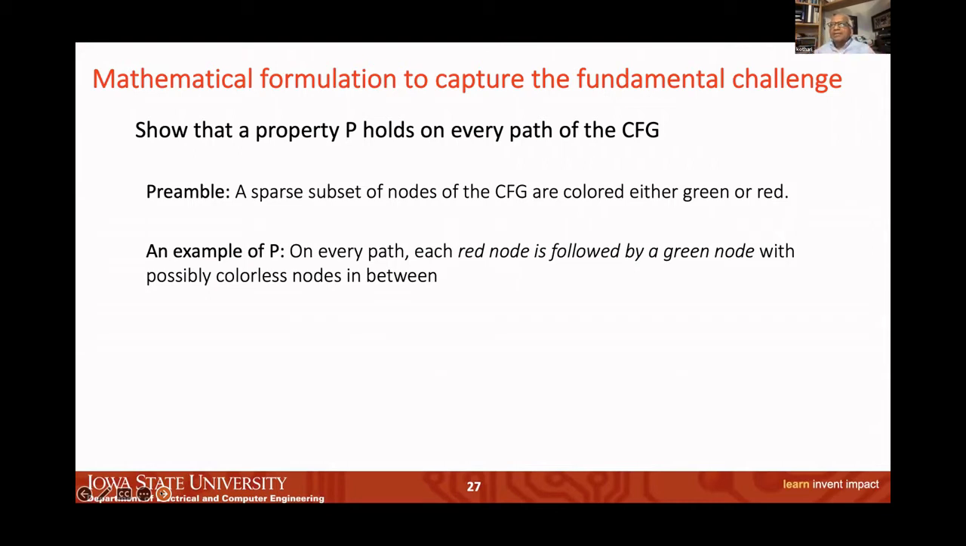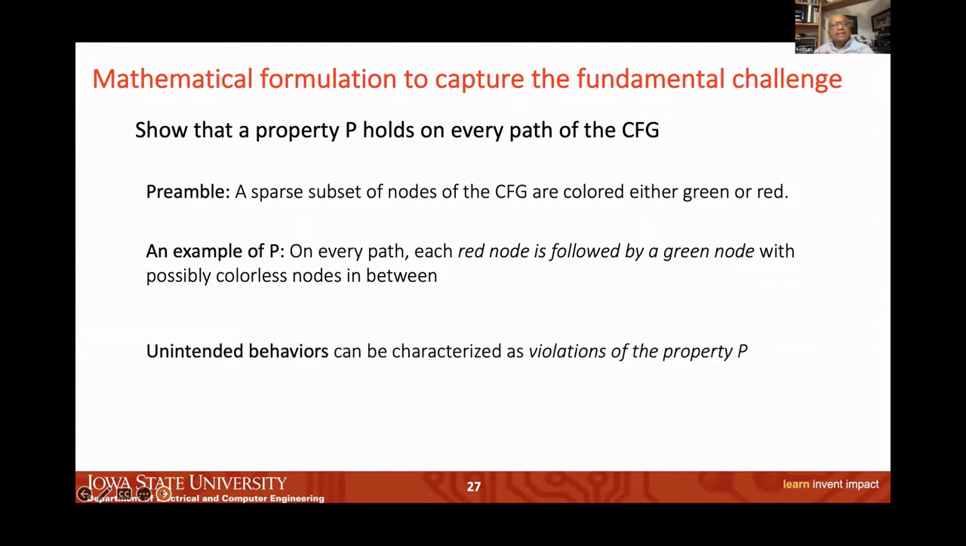So we have to formulate the problem in mathematics. Let's think that the nodes are colored. A sparse set, a small set of nodes, is colored. Some are red nodes, some are green nodes, and the majority of the nodes are colorless. What we want to show is that a red node is followed by a green node on every path of the graph. The unintended behavior can then be characterized as violations of the property. You may have heard of terms such as buffer overflow, memory leak, race condition. All these unintended behaviors can be captured by this simple property.